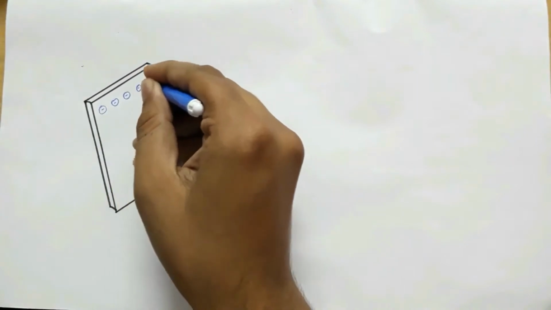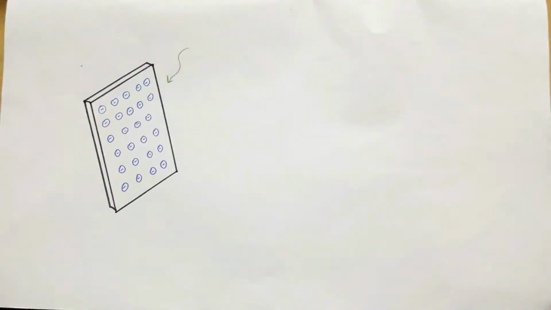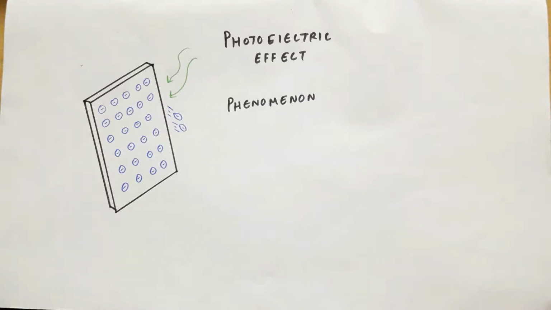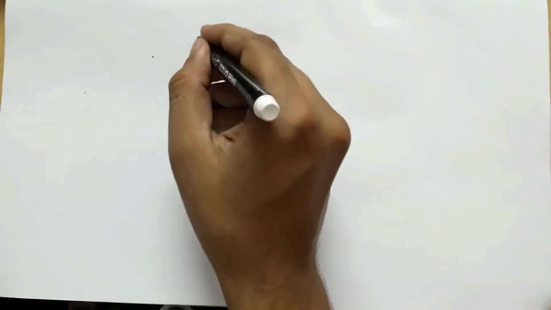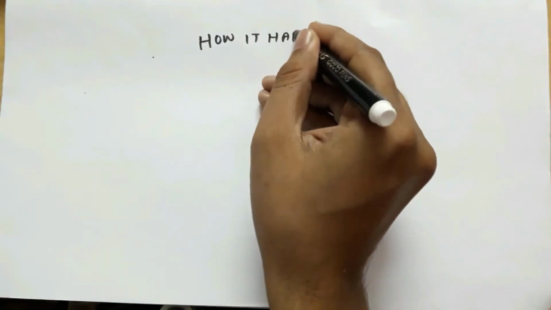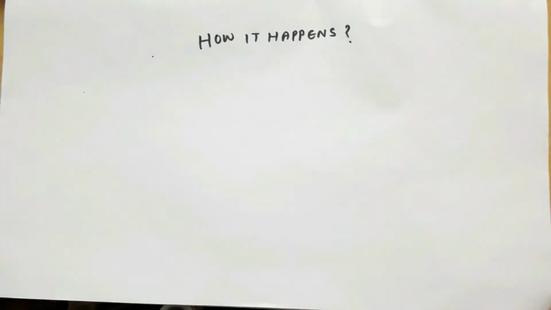Metal consists of electrons. When electromagnetic wave or light falls on these electrons, they are ejected from the metal surface. This phenomenon or effect is called the photoelectric effect. Now let us see how the photoelectric effect happens.